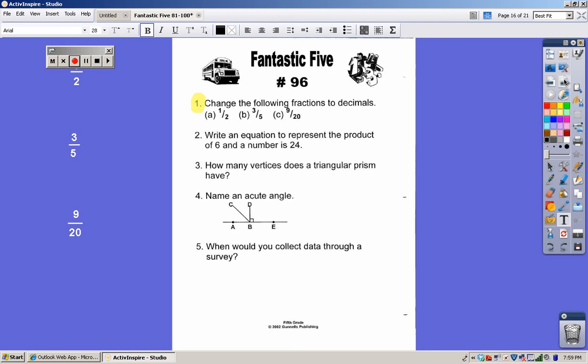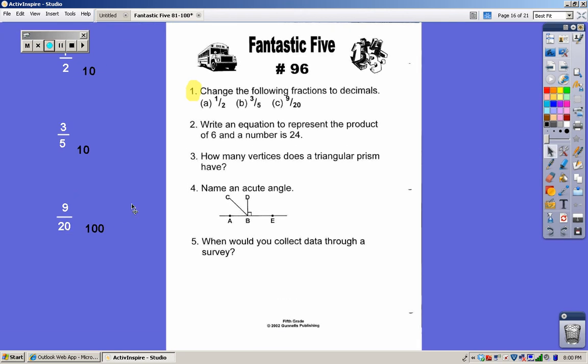And number 1 again, we're going to change these into decimals, and we looked at this in class and we talked about how you could make them into tenths if you were able to make them into tenths, or you can make them into 100ths. Because I know that I can't make this into a tenth without dividing by 2, and I know 9 can't divide by 2, so that's one method of figuring out these fractions.